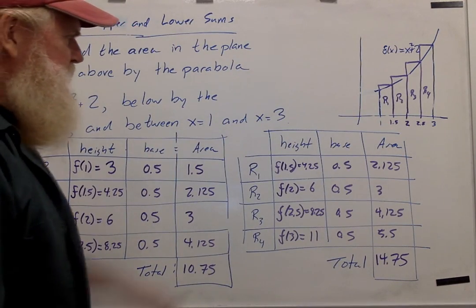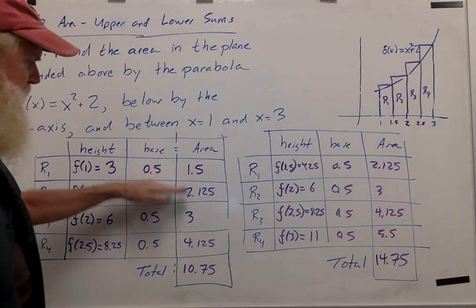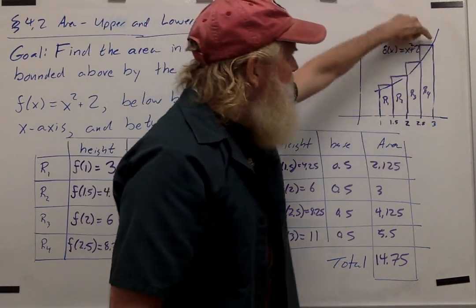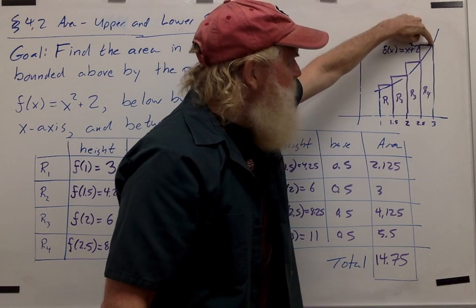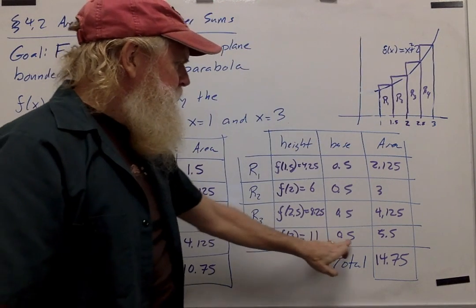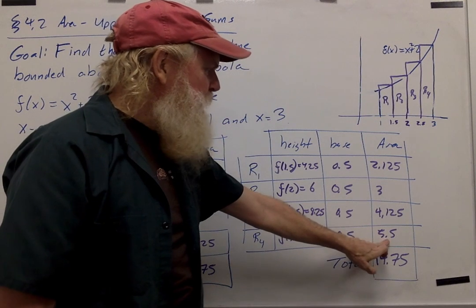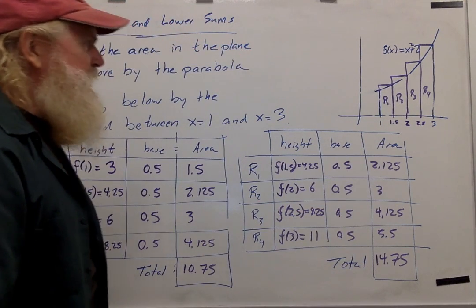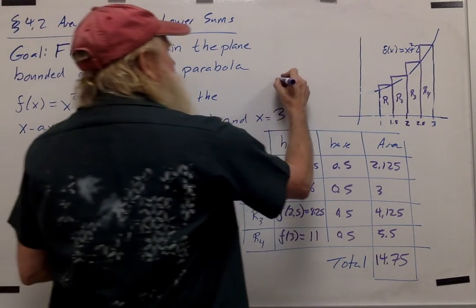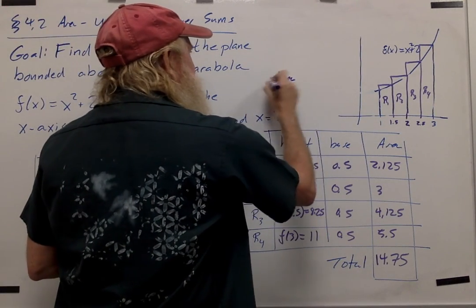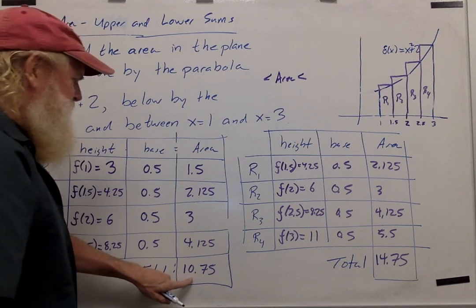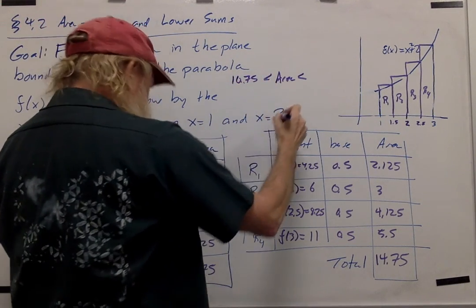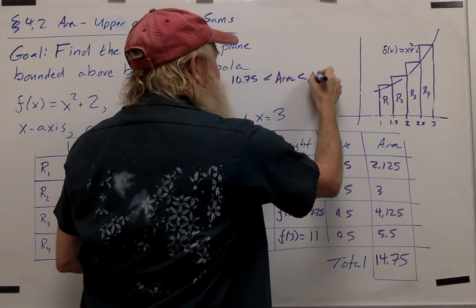What you should find is that the first three rows match the last three rows over here. And for this last rectangle, the height's given by the value of the function at 3, which is 11. The width is 0.5, so that one has an area of 5.5, and the sum is equal to 14.75. So what we know now is the true area is somewhere between 10.75 and 14.75.